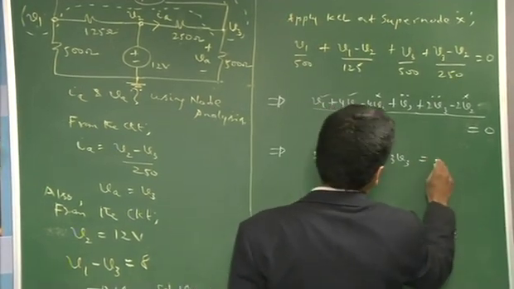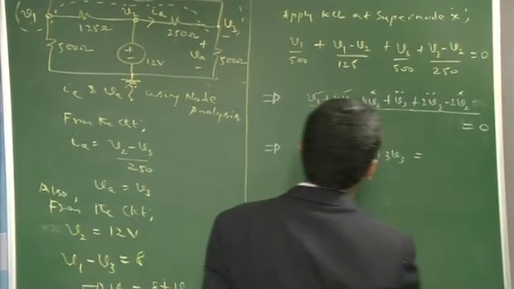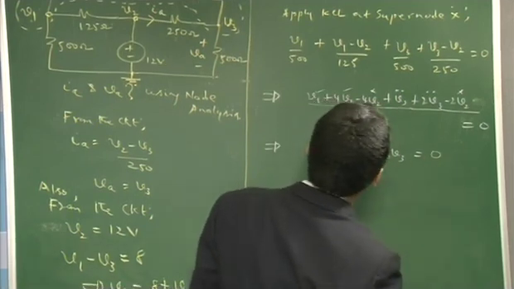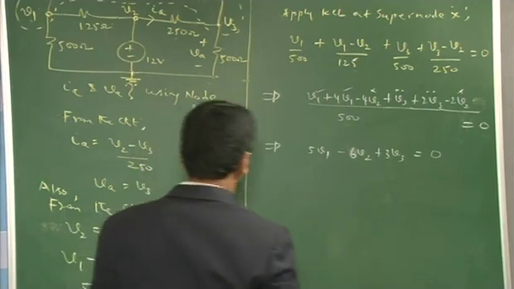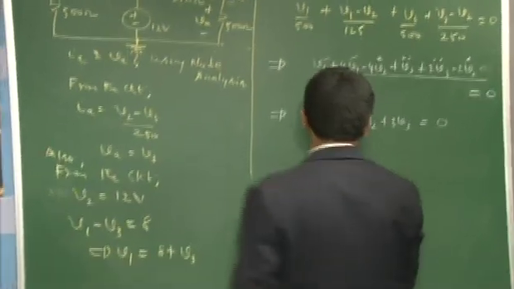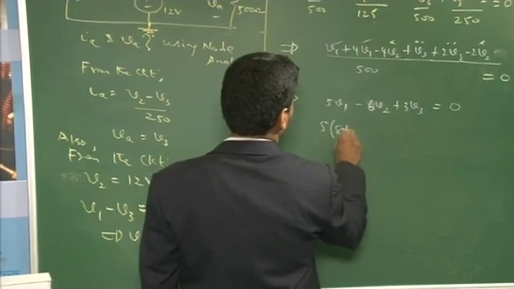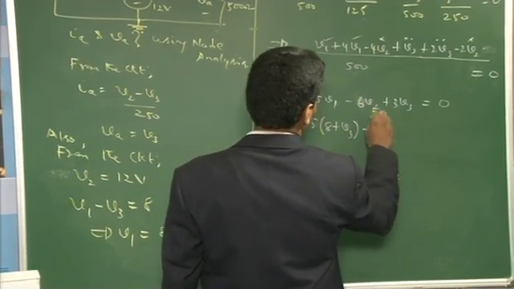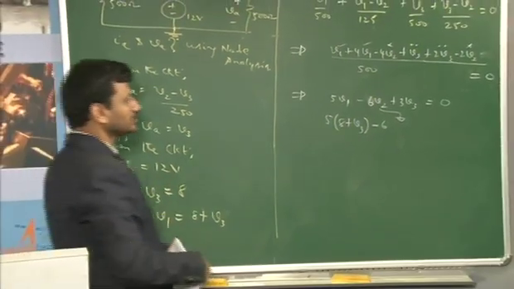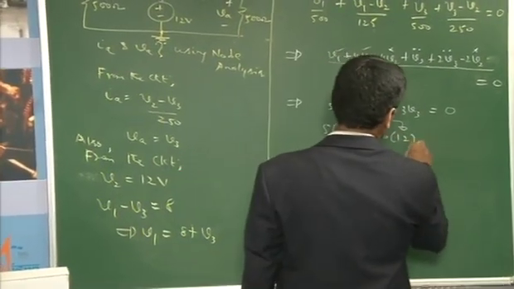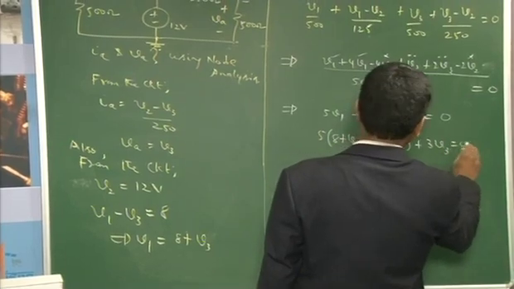So then this is equal to 0. Then what we need to do, we need to substitute V1 as, here you can observe, V1 as 8 plus V3. So 5 into (8 plus V3) minus 6, and V2 also we have in the very beginning written as 12. So 12 plus 3 V3 is equal to 0.